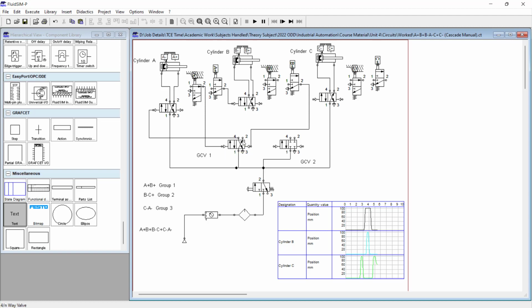In the second group, the first sequence is B cylinder retract. This will be power line 2. After B cylinder retracts, what is the next sequence? C cylinder extends. After C cylinder extends, what is the next sequence? It is going to change to group 3, so you need to change to group 3.